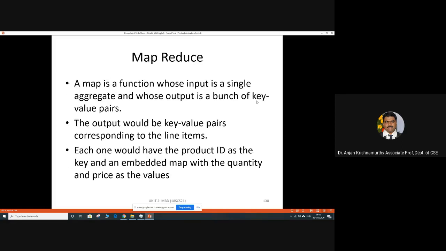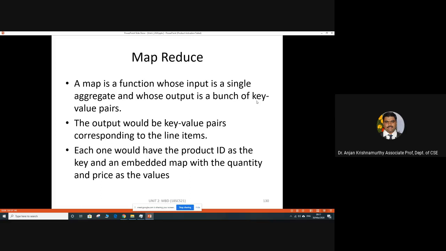So MapReduce, as we have already seen: map is a function where a single input key is aggregated and whose output is a bunch of key value pairs. The output would be key value pairs corresponding to line items. Each one would have product ID as the key embedded with a map with the quantity, price and other values. Right? So MapReduce has its own representation of key value systems, which is also predominantly a data model for many of the databases.